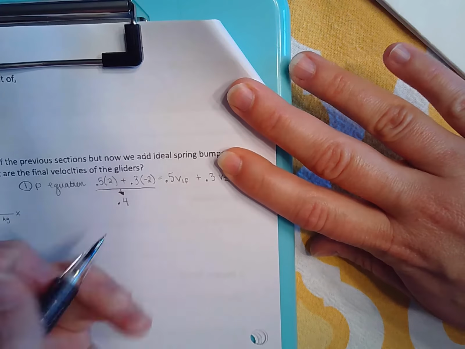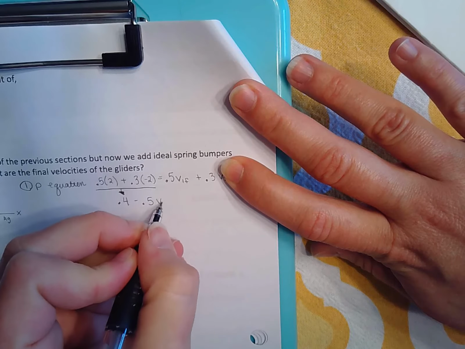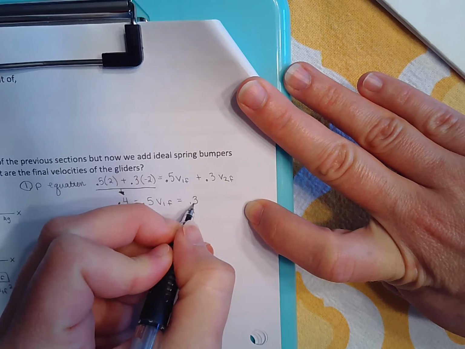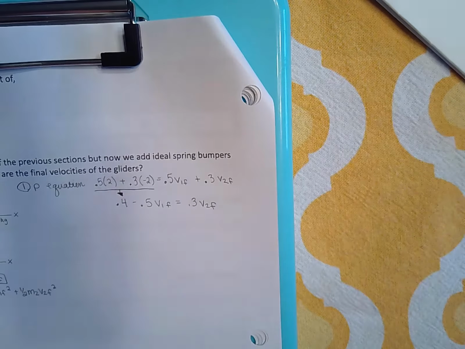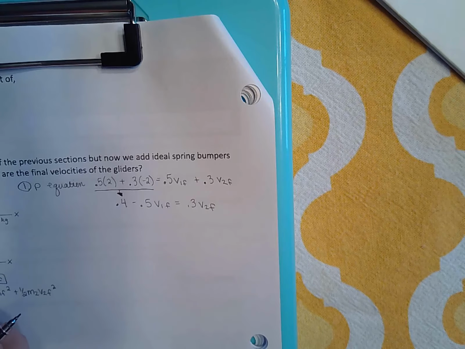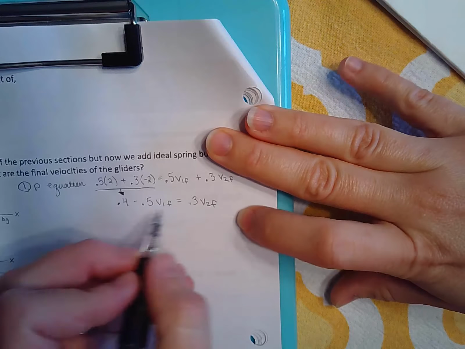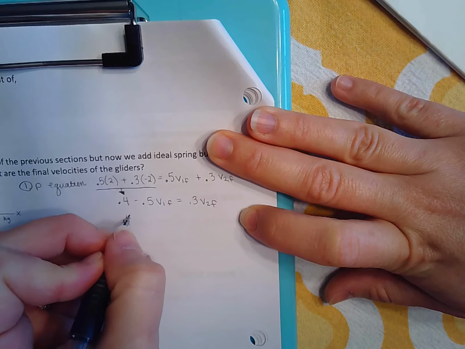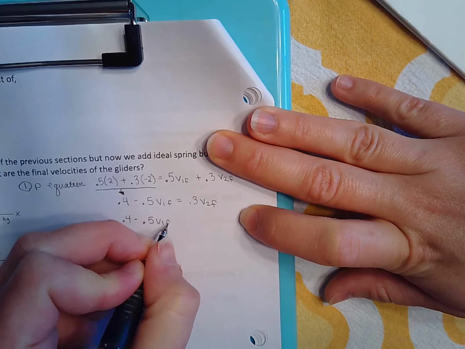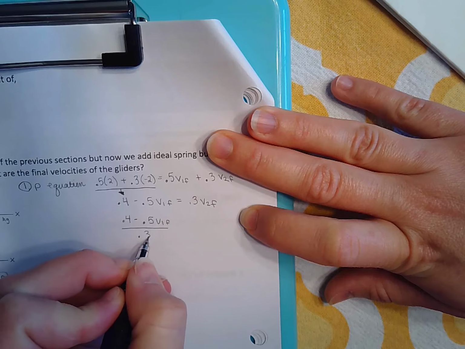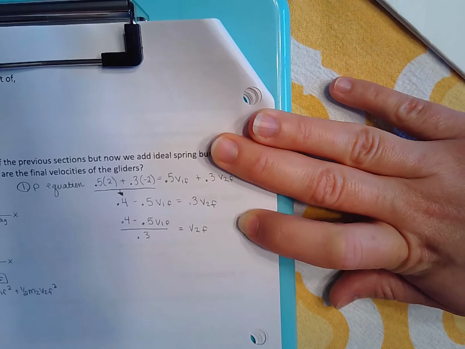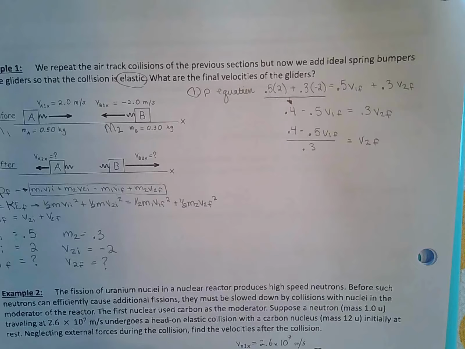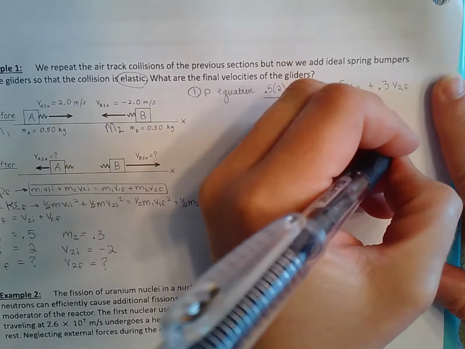Take this to the other side: 0.4 minus 0.5 V1f equals 0.3 V2f. You're going to notice that this matches one of Mr. McBurney's equations. To finish solving for V2f, we have to divide both sides by 0.3. So I'm going to have 0.4 minus 0.5 V1f, divided by 0.3, equals V2f. That's step 1. So this is step 1, equation 1. Save this, maybe put a star by it.